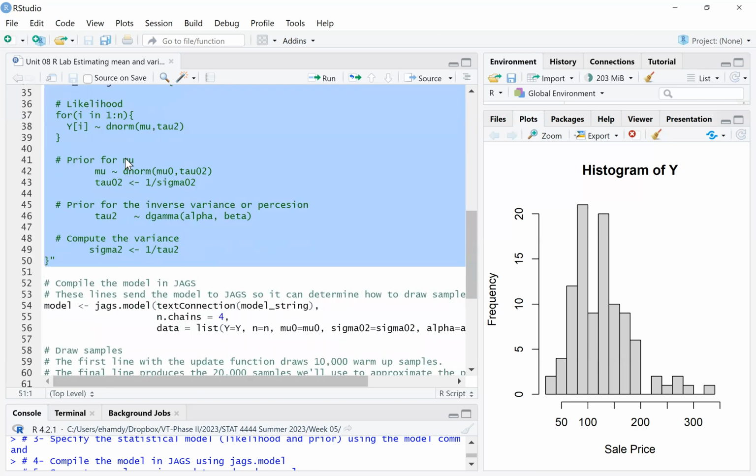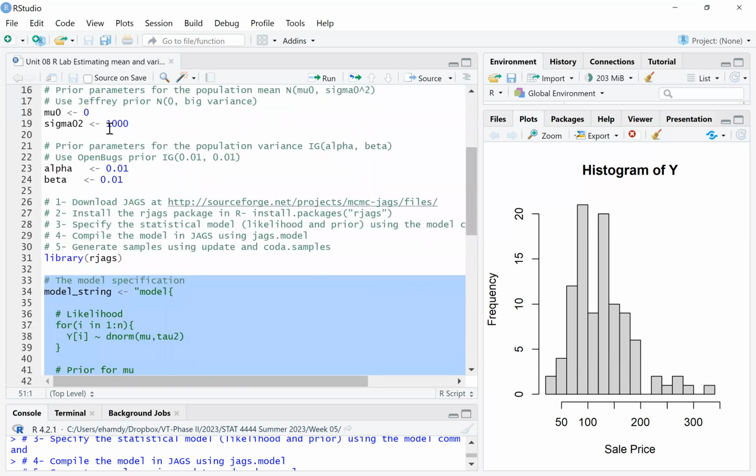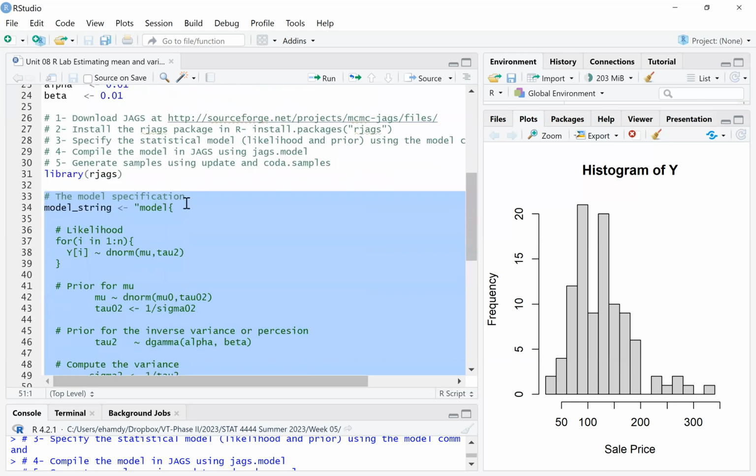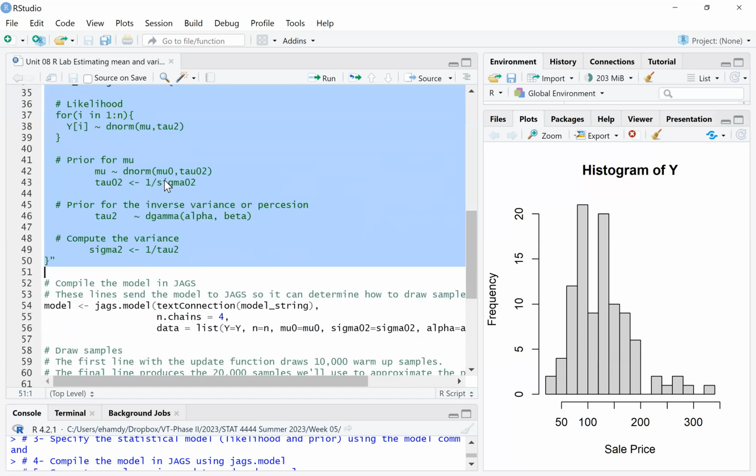And then let's assign a prior distribution for mu. So mu will follow a normal distribution with mean mu 0 and tau 0 square. Tau 0 square is 1 divided by sigma 0 square, and I defined sigma 0 square before. So this is mu 0 and this is tau 0 square. I use these to define the prior distribution for mu. And tau square is 1 divided by sigma square, just as tau 0 square is 1 divided by sigma 0 square.